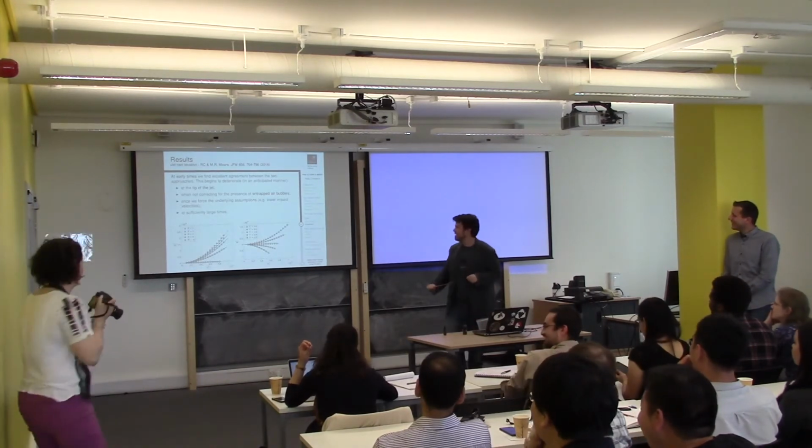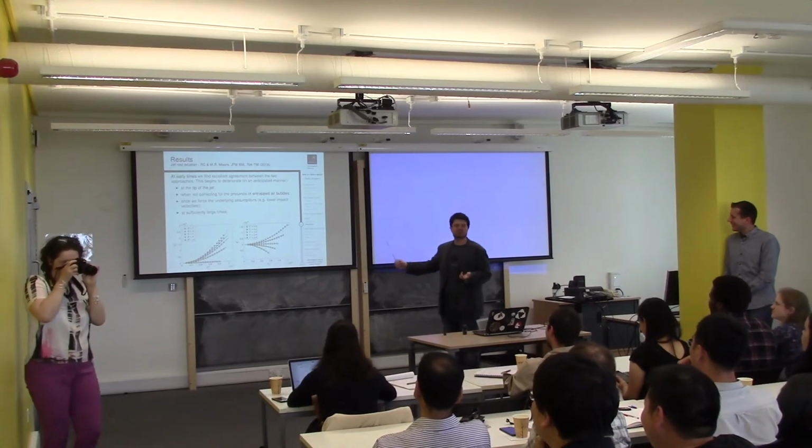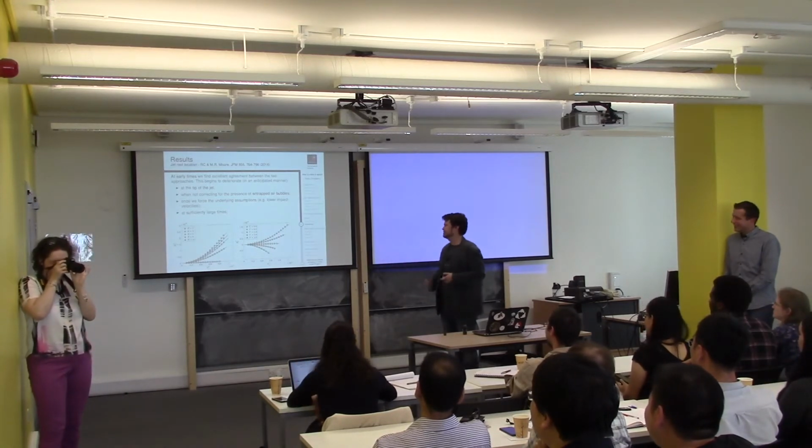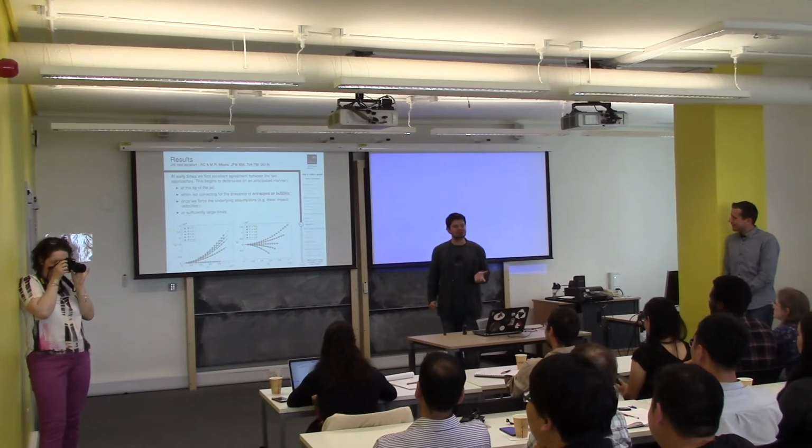So in terms of the comparison, I'll be quick about it, but the symbols represent the numerics, the curves represent the analysis, and while you're at early times where the conditions of the asymptotics hold, everything is great.